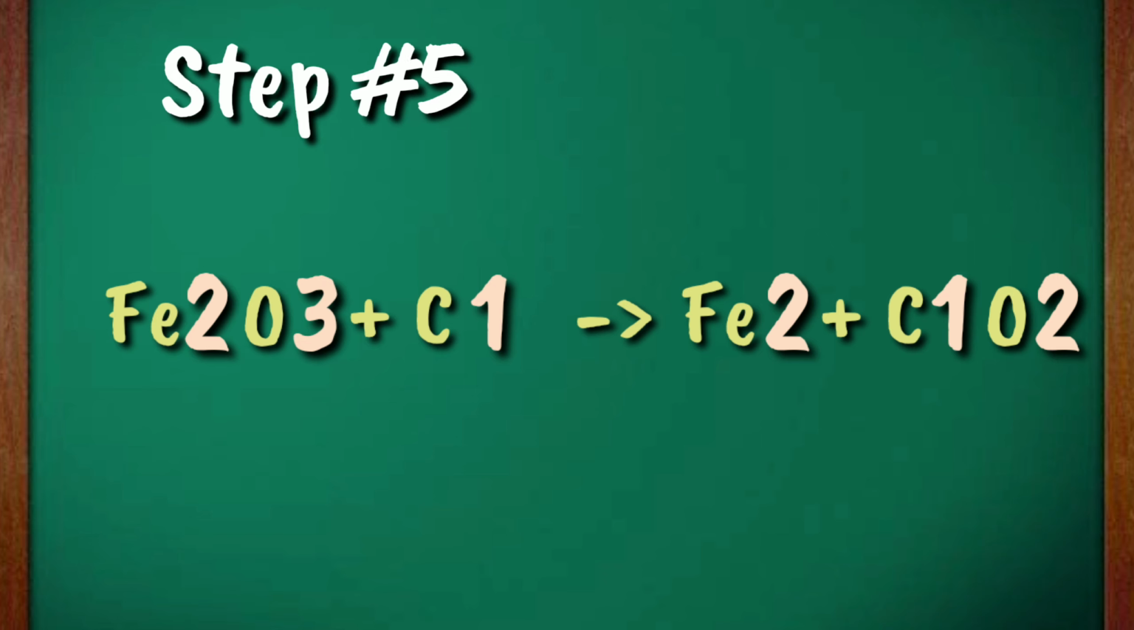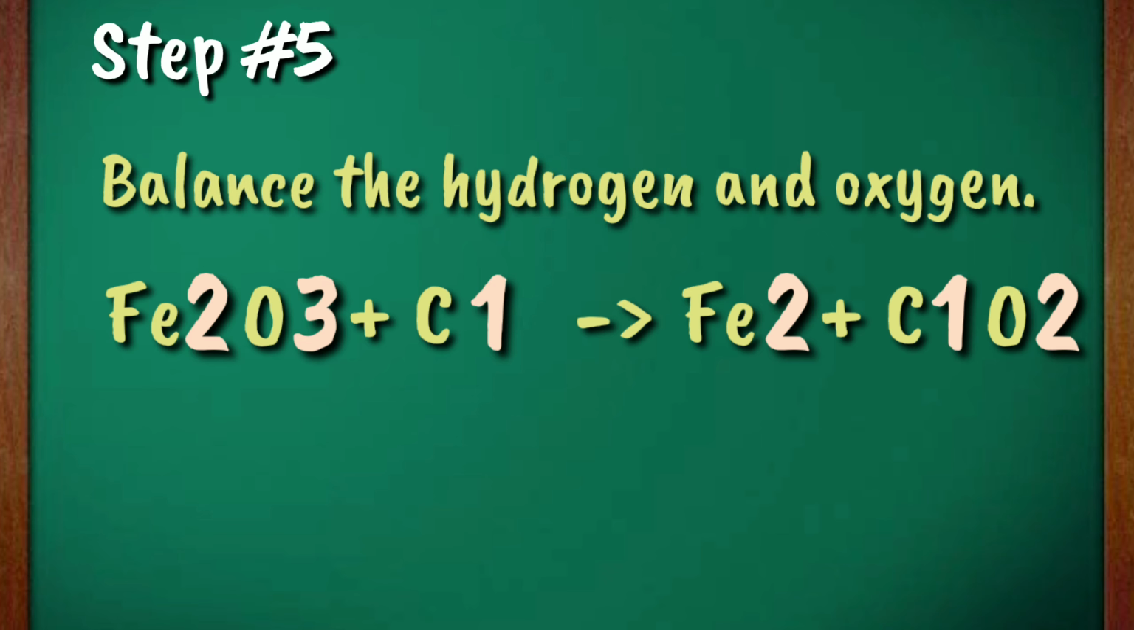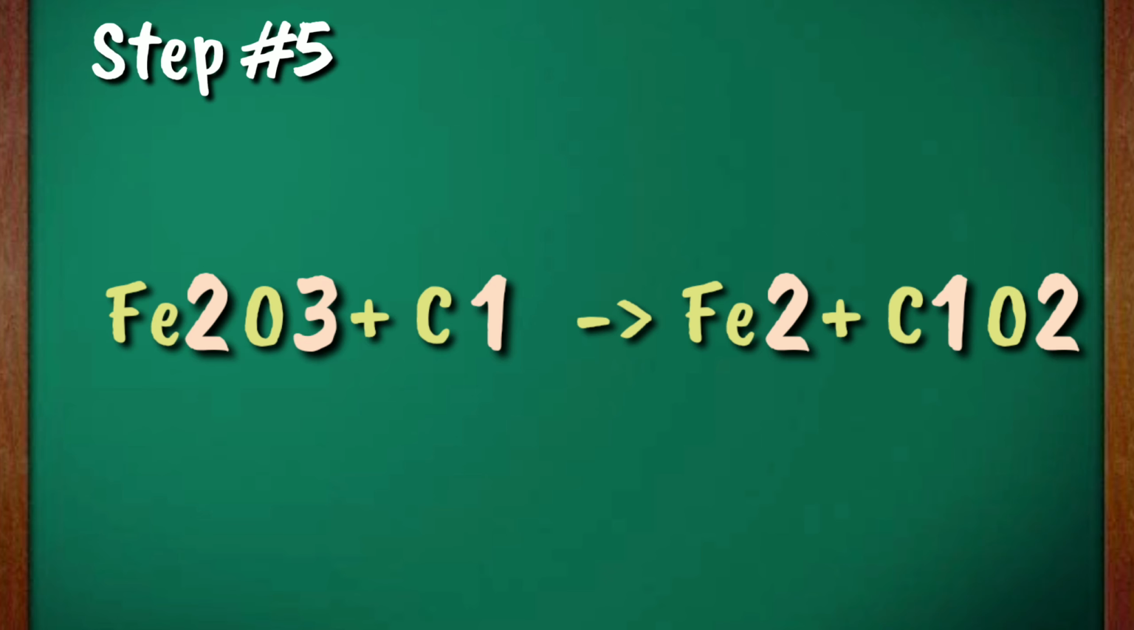The last step is, balance the hydrogen and the oxygen. In this case, hydrogen is absent, so we must balance oxygen. As you can see, oxygen has 3 atoms on the reactant side and 2 atoms on the product side. So we must multiply the oxygen on the reactant side by 2 and multiply the oxygen on the product side by 3 to get 6 atoms of oxygen each.